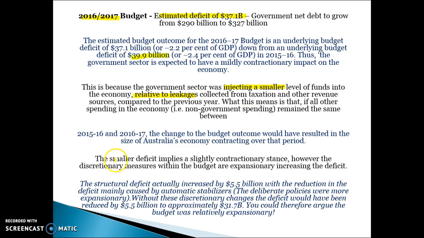Having said that, even though the smaller deficit implies a contractionary stance, the discretionary measures within the budget were expansionary, and this is the same for this year. So last year, the structural deficit actually increased by $5.5 billion, but because the economy was growing slightly faster, the automatic stabilisers, the deliberate policies within the government, made sure that the deficit got smaller. So we had slightly reduced unemployment compared to the year before, which meant that the cyclical component of the budget pushed us into a smaller deficit, while the structural component or the deliberate policies were quite expansionary.